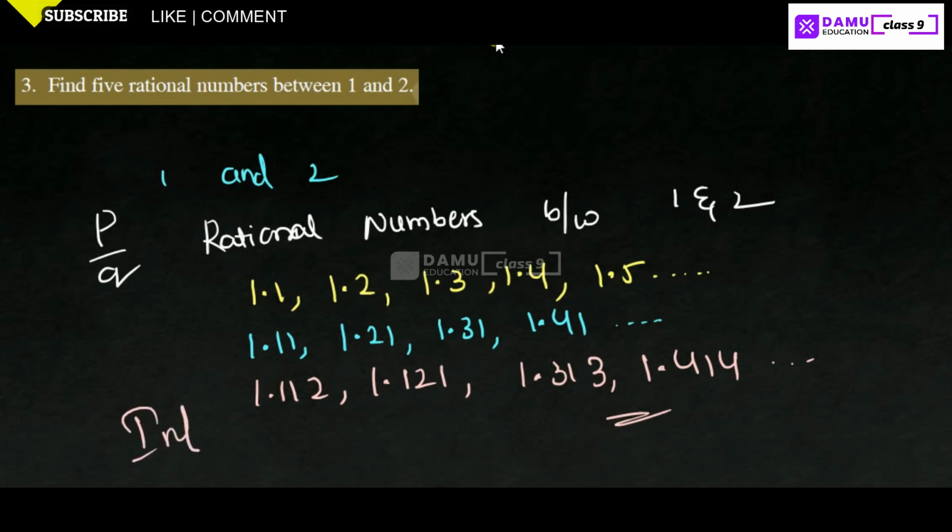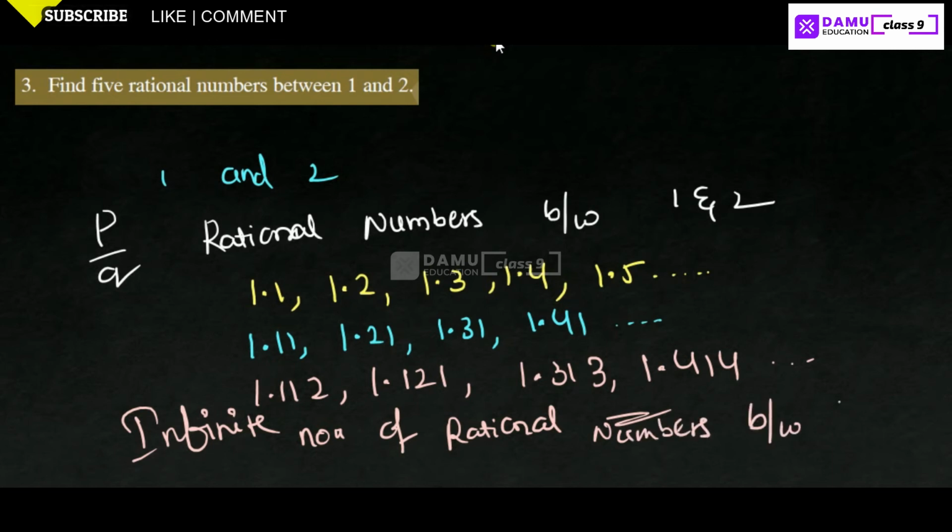We can extend so many numbers; infinite numbers will be there. There are infinite rational numbers between 1 and 2. We can write so many things.